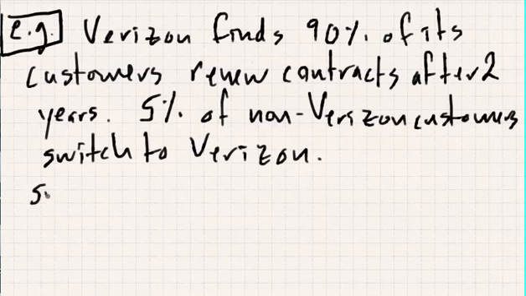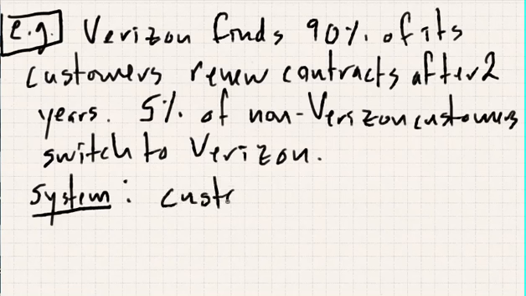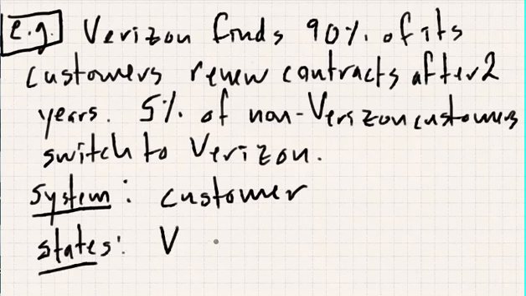So here the systems are each customer or wireless user. And the two states that Verizon cares about are whether they have an account at Verizon or they do not have an account at Verizon. So V stands for having an account with Verizon. V prime means they have some other wireless provider. Okay.